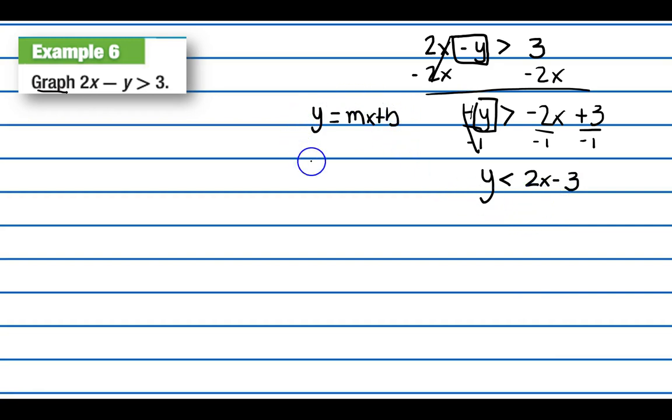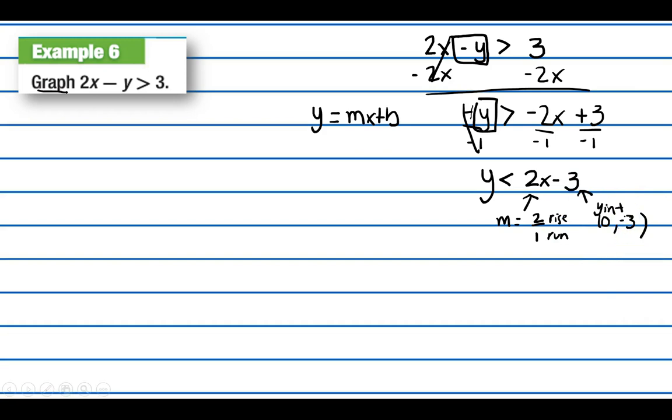Remember, we said we want it to resemble this form. So we have our m, our slope, which is 2 over 1. So rise 2, run 1. And then we have our y-intercept here, which is the point 0, negative 3. When we have our y-intercept, that is our starting point, so we know we're going to start there.